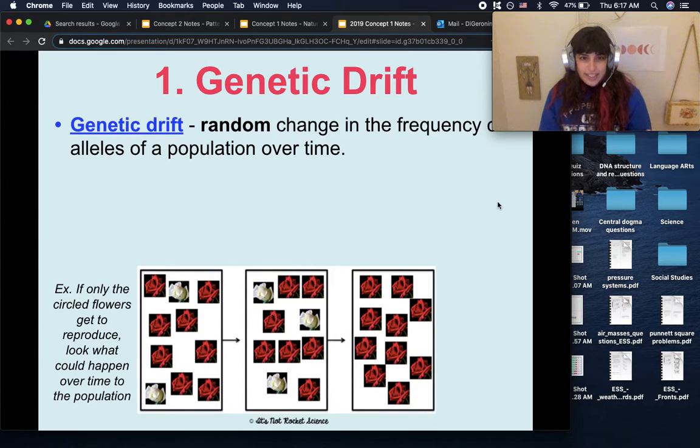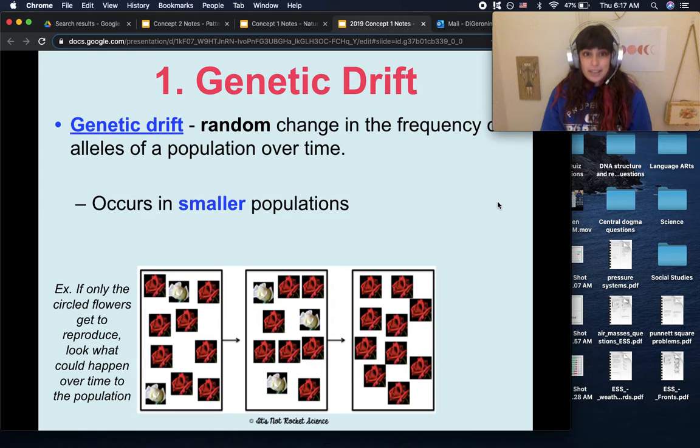Genetic drift is just a random change in the frequency of alleles of a population over time. So one trait or allele gets more common literally just because of randomness. This only happens in really small populations, which makes sense because a random change in a big population is just a drop in the bucket. But if you have a random change in a small population, that can have a way bigger effect. So check out this example on the bottom.